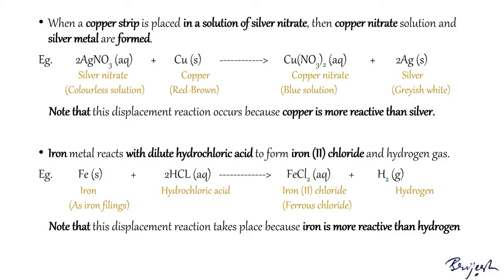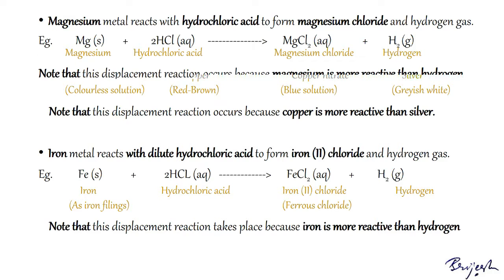Next example, iron metal reacts with dilute hydrochloric acid to form iron 2 chloride and hydrogen gas. Iron 2 chloride means FeCl2. In this reaction, iron displaces hydrogen from hydrochloric acid solution to form hydrogen gas. So it indicates that iron is more reactive than hydrogen.